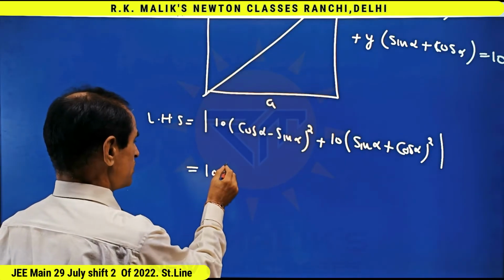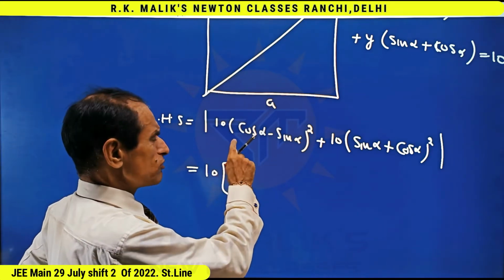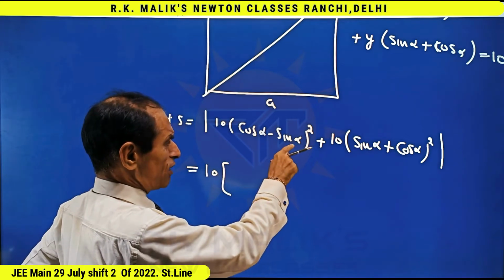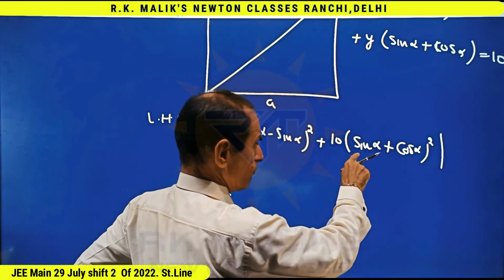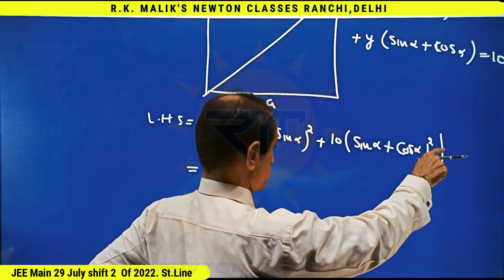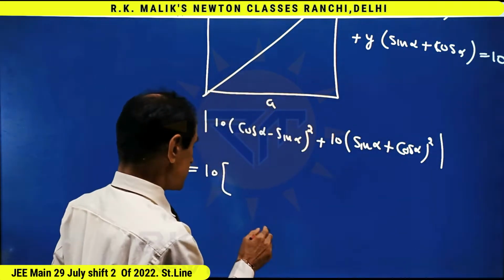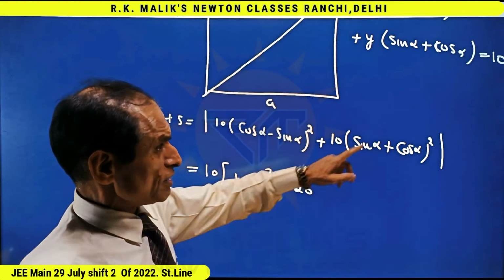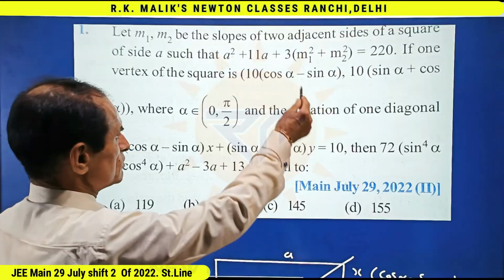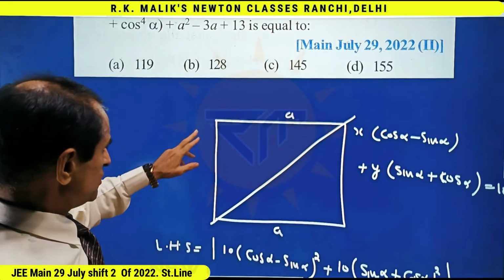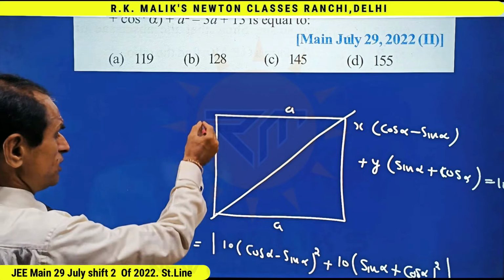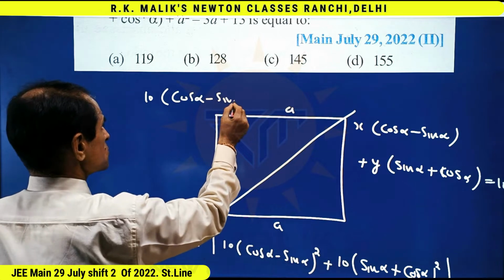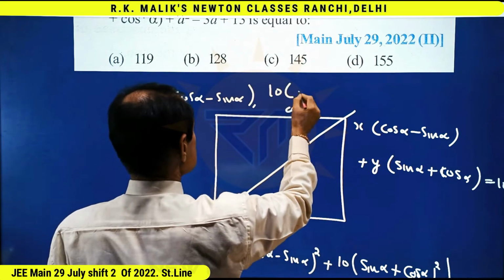And it is clear that you can do it very easily in mind only. It will be giving you cos square alpha plus sin square alpha minus 2 sin alpha cos alpha. It will be giving you sin square alpha plus cos square alpha plus 2 sin alpha cos alpha. It is obvious that you will be getting 1 plus 1, that is 20. But the right hand side was 10. It means this vertex is either this or this.